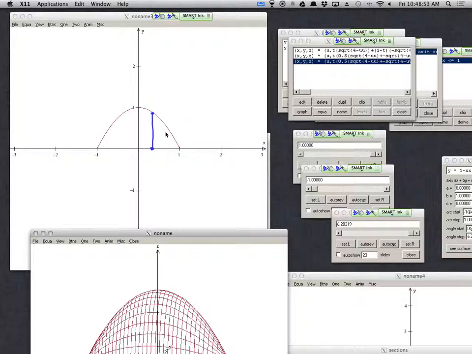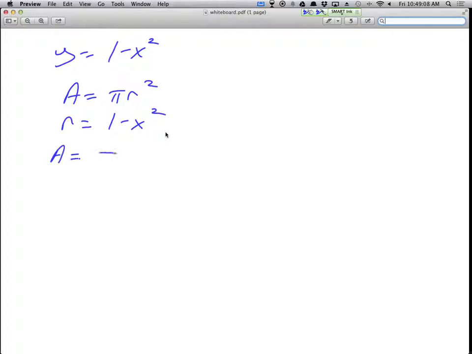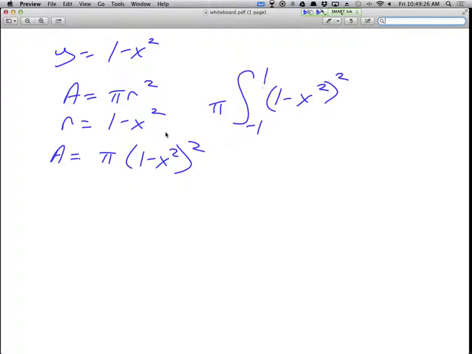Okay? So let me go to a blank page. So we had y equals 1 minus x squared. Our area formula is pi r squared. We figured out our r is 1 minus x squared. So that means my area formula is pi times (1 minus x squared) squared. Now we're ready to integrate. Where are we going to integrate from on this one? -1 to 1. Yeah, it's going to be -1 to 1.